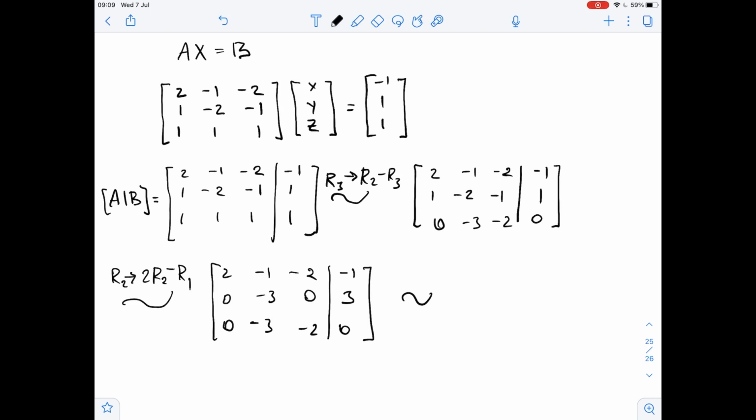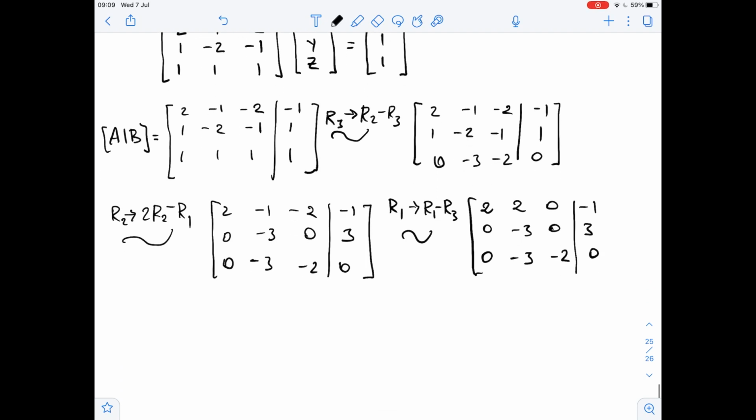Next, we subtract the third row from the first row. So row 1 becomes row 1 minus row 3. And we get 2, 2, 0, -1, 0, -3, 0, 3, 0, -3, -2, 0.